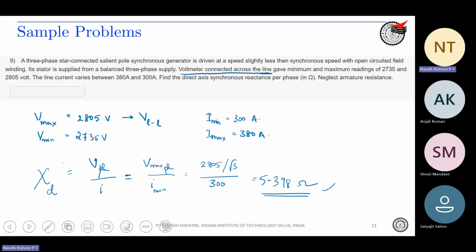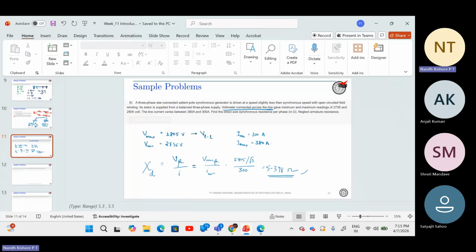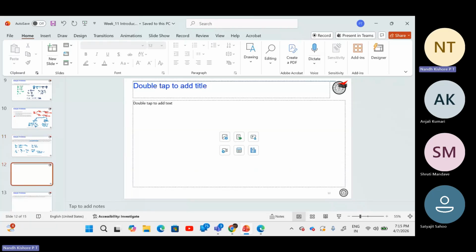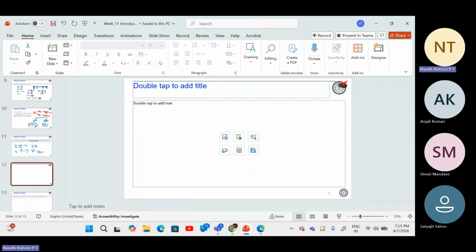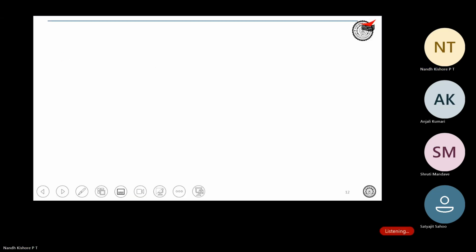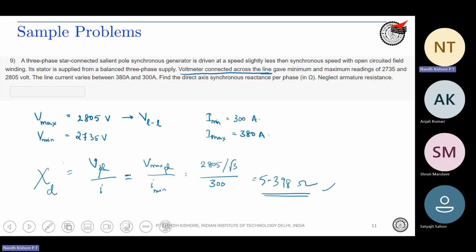See, the question is, you understand the question, right? Why should I do V max by I min? Why can't I do the other way around, or why can't I use V max by I max or V min by I min? Why? What prompts me to do this? Any answer? Why?